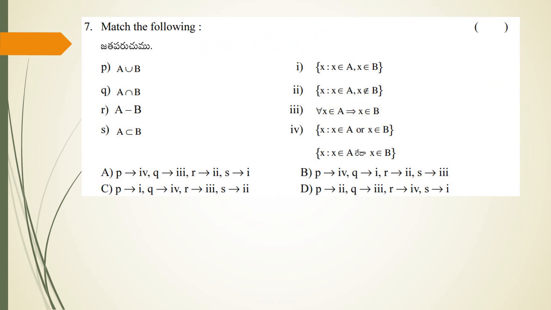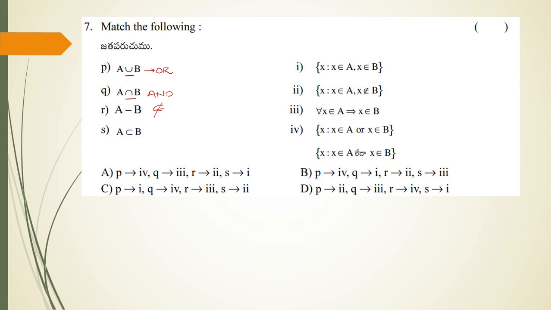Next, moving on to question number 7. In question number 7, we have a match the following type question. You need to remember all these things. Union means or, intersection means and. These are the words used in set builder forms. Next, minus means does not belong to. Subset means that all the elements of A are contained in set B.